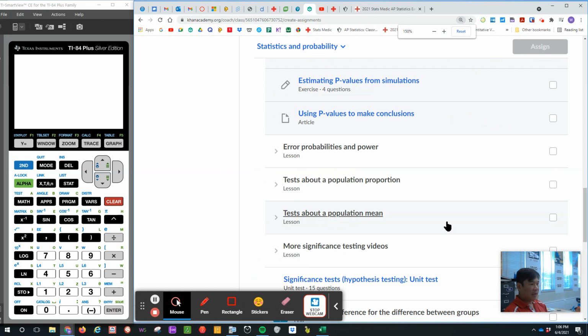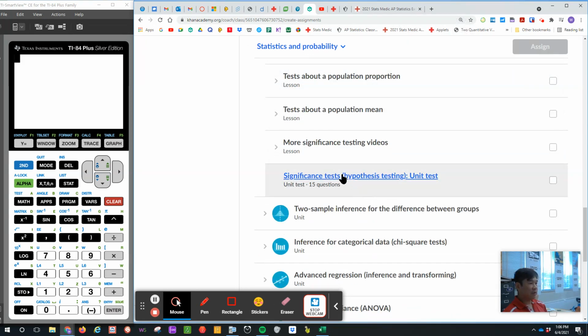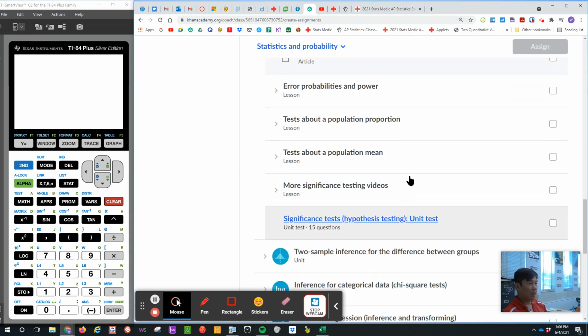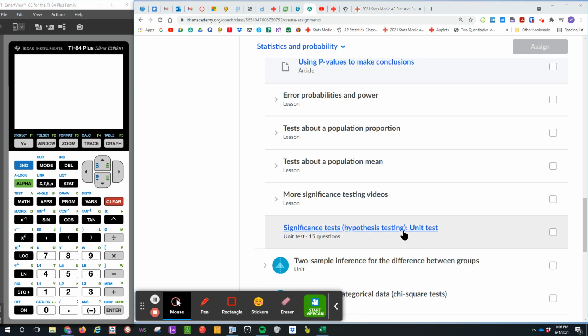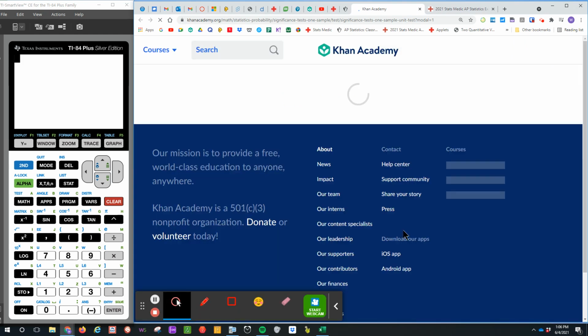So today I would like to finish up Unit 12 by doing the significance test, hypothesis test, unit test. There are 15 questions, but you can do it. So let's dive in.